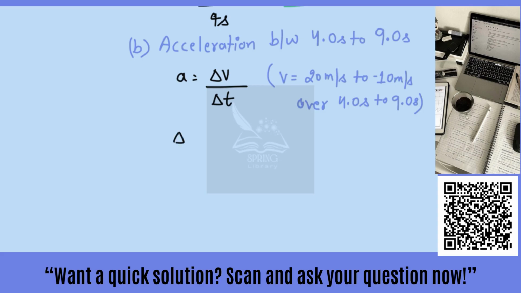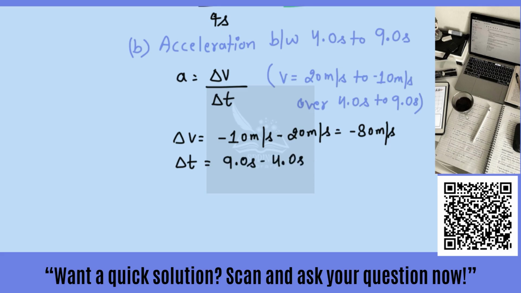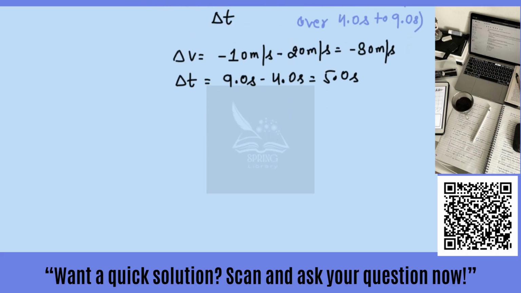So the change in velocity comes out to be minus 10 meter per second minus 20 meter per second, and that is minus 30 meter per second. And the change in time is from 4 seconds to 9 seconds, and that is equal to 5 seconds. Therefore, the object's acceleration is equal to minus 30 meter per second upon 5 seconds, and that is equal to minus 6 meter per second squared.